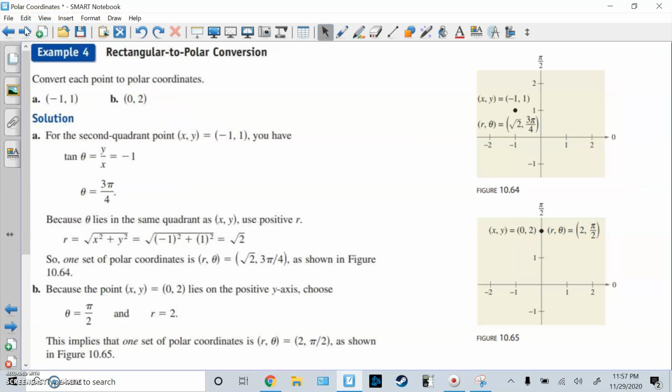All right, we're doing the reverse. So now we have rectangular going to polar. So -1, 1 is left 1, up 1, this point. So I need to know what angle this is and how far away it is. So it's in the second quadrant. We're going to find the angle.